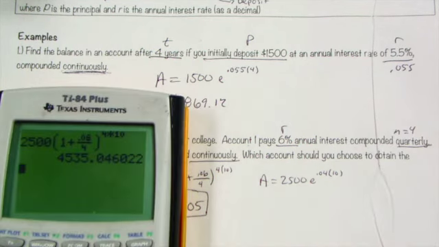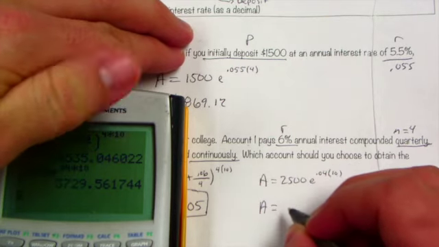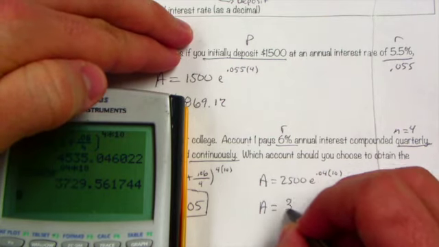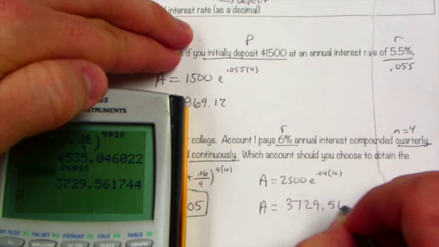Let's bring it over here. 2,500 e to the 0.04 times 10, so just how it looks there. Hit enter, and I get A equals 3729.56.